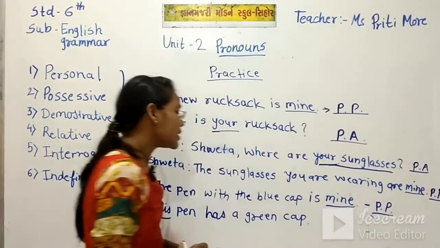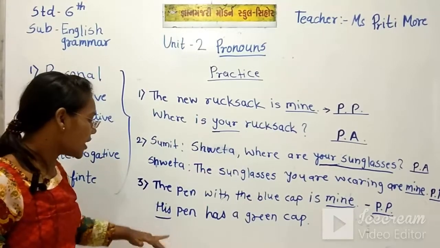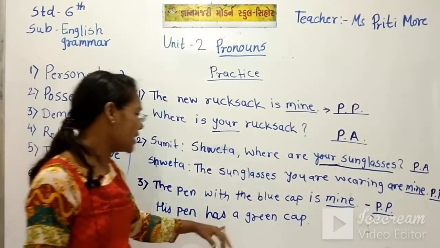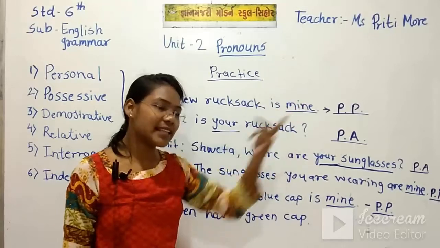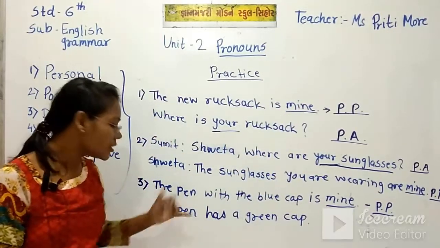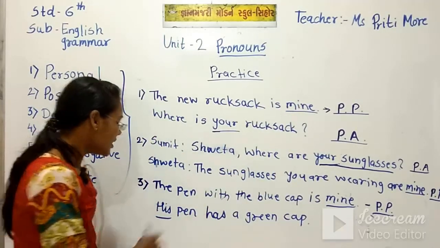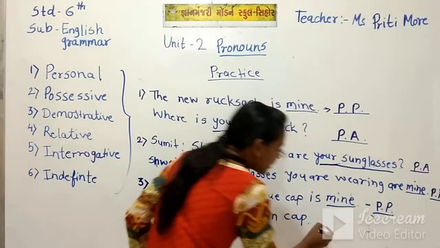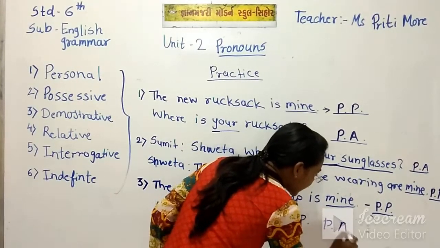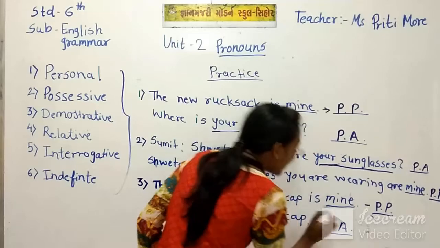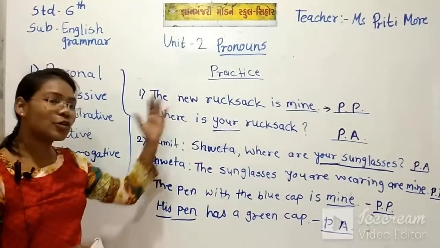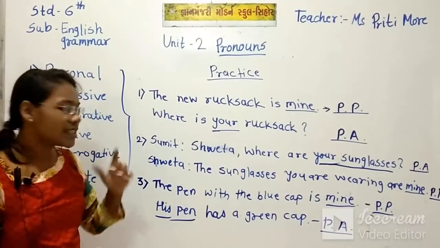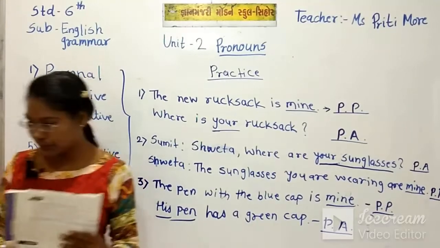This is possessive pronoun. Now the next sentence, his pen has a green cap. Here we are talking about the third person, his pen. That means his pen, this is possessive adjective. You please note down all three sentences in your notebook.